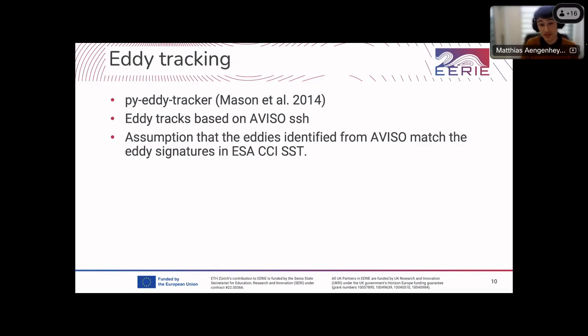And the assumption is that the eddies identified from the observed AVISO product from sea surface height match the eddy signatures that are there in the ESA CCI SST. So essentially, we're also looking at the agreement between these two separate observational products. But we do not separately have to track the eddies like in the coupled simulations.